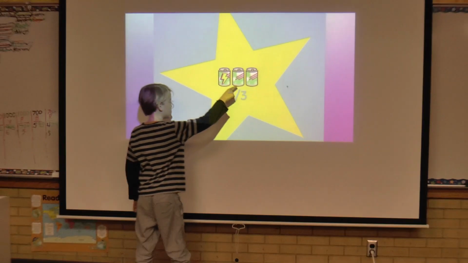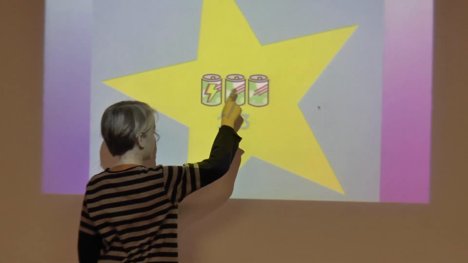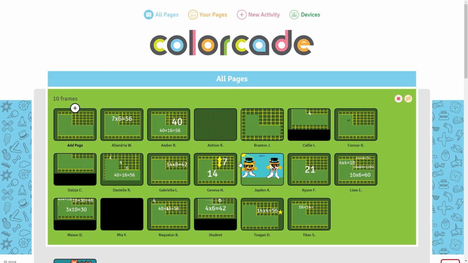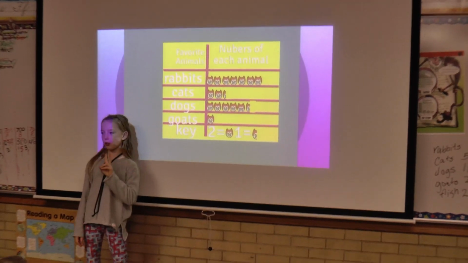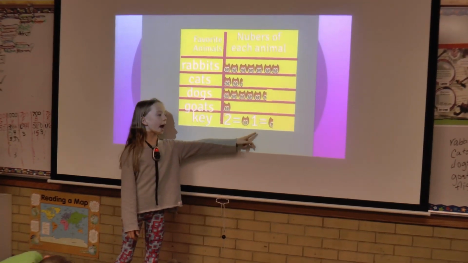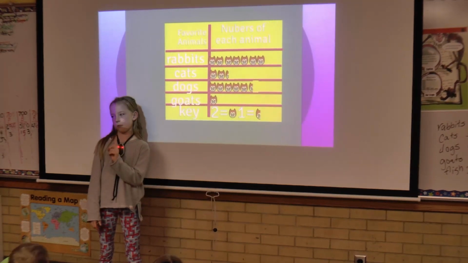Kids really love having their work up on the big screen for everyone to see. From your class page within the All Pages tab, you can click on your students' pages within the activity to see them in their entirety. You can give the students time to present or explain their page, and then you can discuss the page as a class.